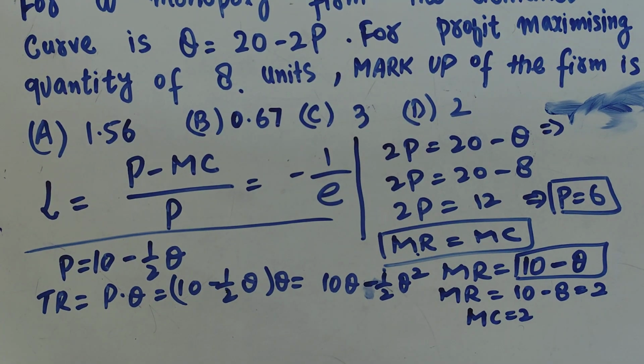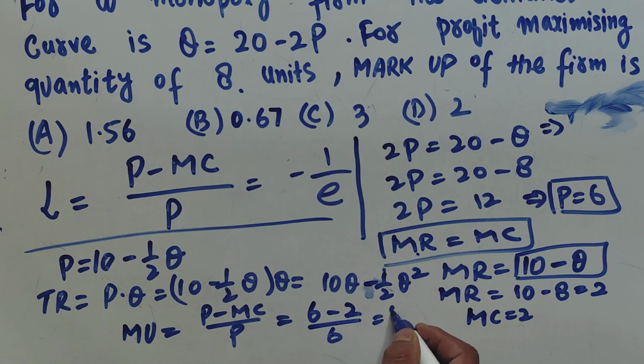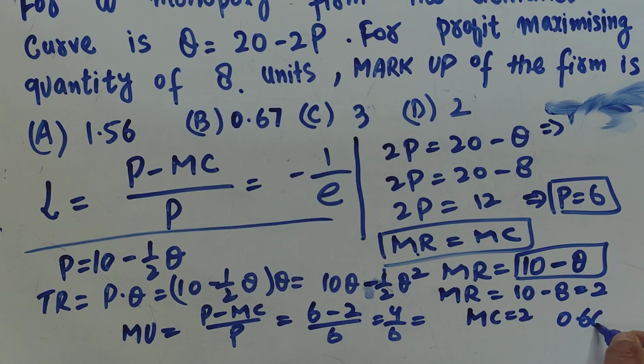Now markup will be equal to price minus marginal cost upon price. So price we calculated as 6, marginal cost is 2, divided by price, which is 6, so we'll get 4 upon 6, which is 2 upon 3, which will come out to be 0.66, which is approximately 0.67. So markup for the firm will be 0.67. So the correct option should be B option.